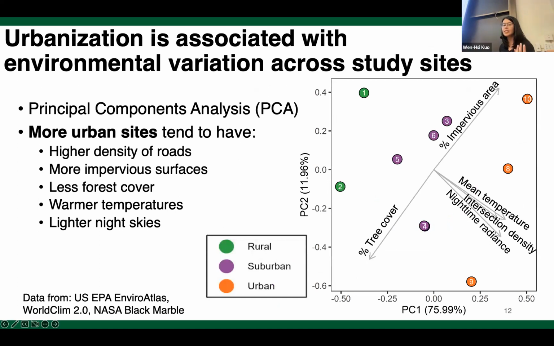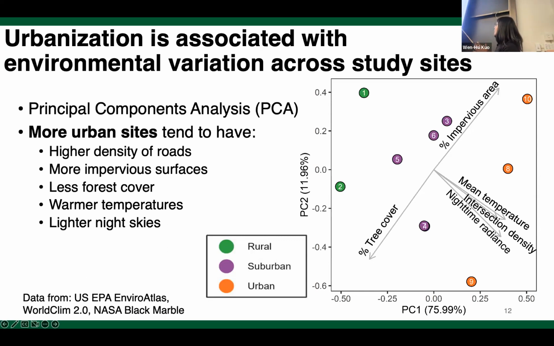So now I'm showing a PCA of the different sites and different environmental variables. And the site types are again classified by those same colors. Then the gray vectors of this PCA tell us how each of the measured variables influences the PC axes. And the vectors with a smaller angle between them are positively correlated with one another. So you can see that mean temperature, intersection density, and nighttime radiance are closely together. They have a smaller angle between them, meaning that they're positively correlated with one another.